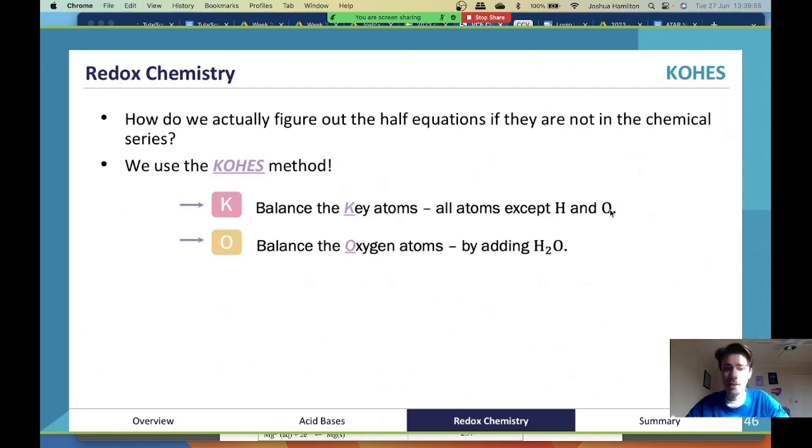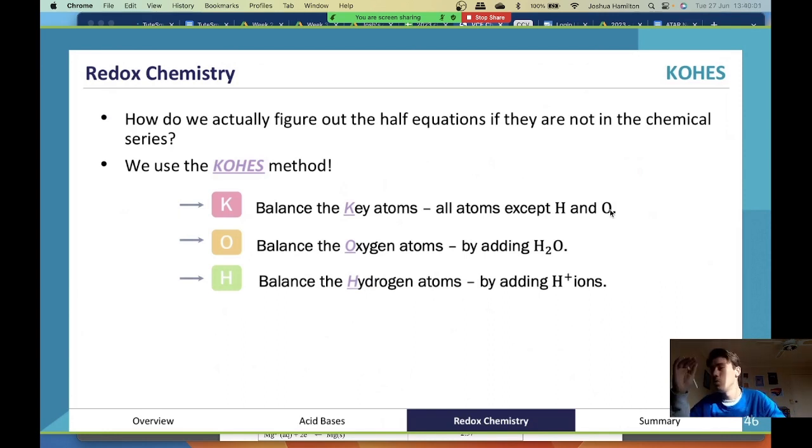The third step, balance your hydrogens. You balance your hydrogens by adding H+. So maybe you added in 2 H2Os on this side because you had to balance out your oxygens, so you now have 4 hydrogens here and 0 hydrogens on this side. You're then going to have to add 4 hydrogens on this side because you have 4 here, so you need to add 4 H+ here.